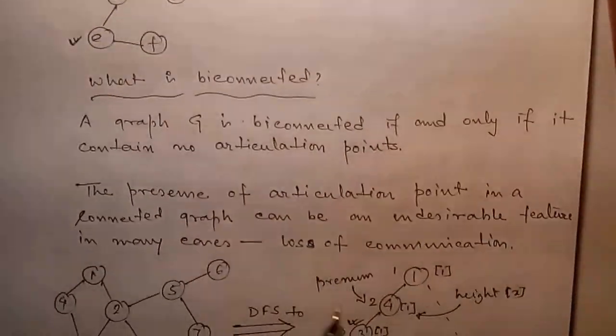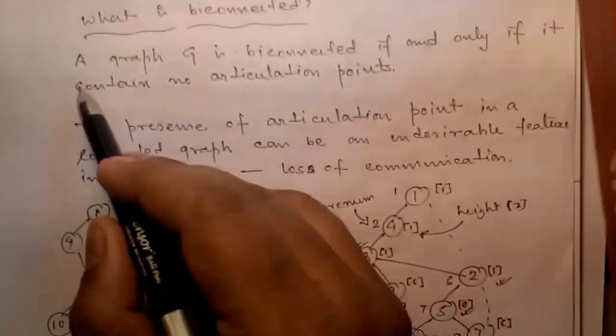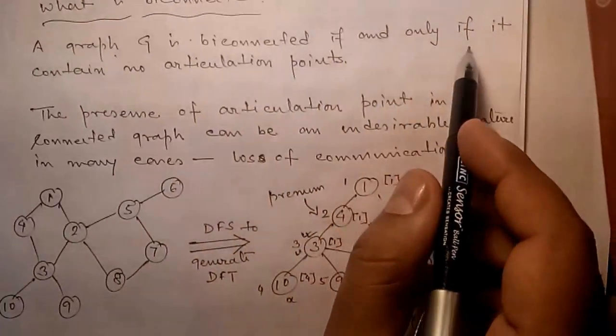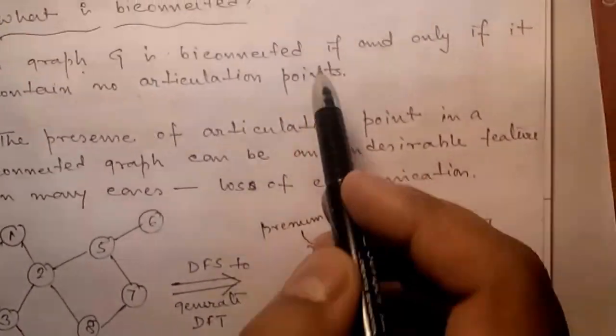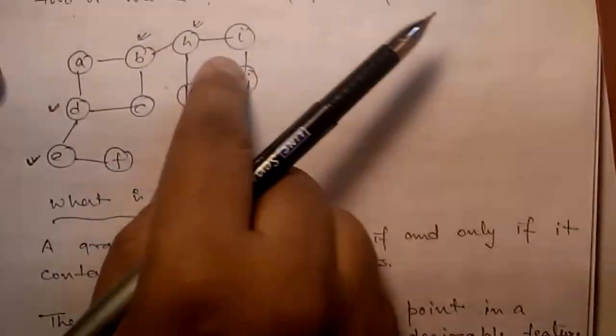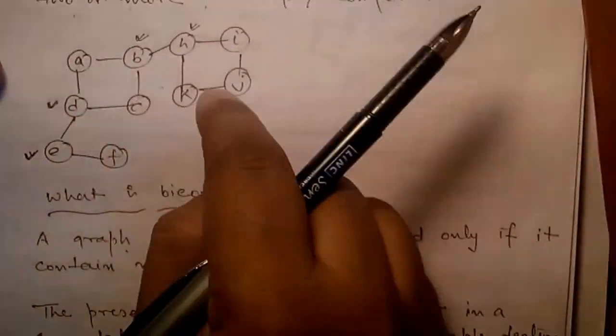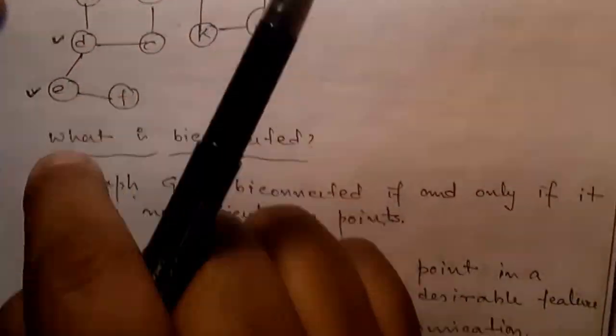Next, what is biconnected? A graph G is biconnected if and only if it contains no articulation point. So the question is, is this graph biconnected? No, because articulation points are there.